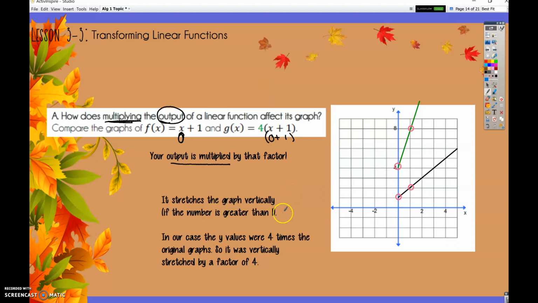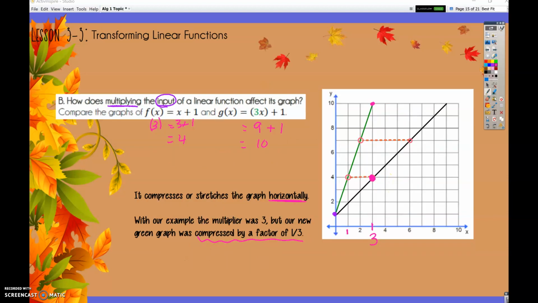It will stretch it if your number is greater than 1. So because I multiplied by a 4 here, my y values got 4 times as tall. Think about here, my height was 1, and it went to 4. Here my height was 2 and it went to 8. 2 times 4 makes 8. I multiplied my outputs by that number. Had the number on the outside been a fraction, my graph would have been multiplied by a fraction, which actually would have made it shorter or compressed.